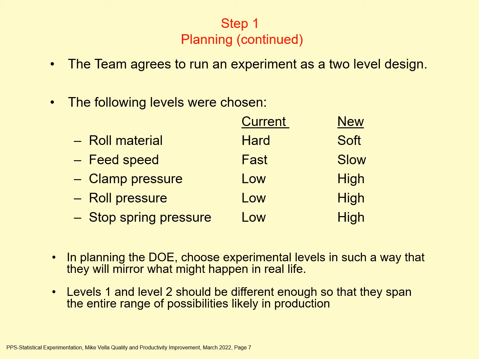As a note, in planning designed experiments, choose experimental levels in such a way that they will mirror what will happen in real life. You don't want to select factors that are out of the world or never could be conceived or you don't think would ever be supported by the machine or the operation. And at the same time, the levels should be different enough so that they span the entire range of possibilities. You don't want to make a very small change in a designed experiment. After all, what you're trying to find out is if that factor makes a difference.